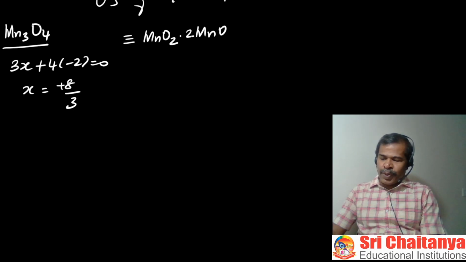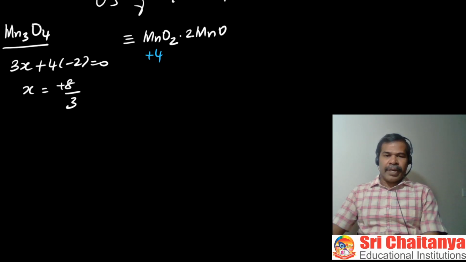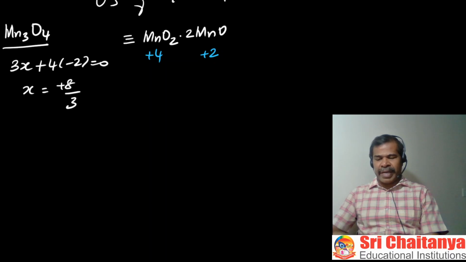So in MnO2, we can calculate the oxidation number: x minus 4 equal to 0, so manganese is in +4 oxidation state, and in MnO, manganese is in +2 oxidation state. So the individual oxidation states of manganese atoms in this particular compound Mn3O4 are, 2 of them are in +2 oxidation state and 1 is in +4 oxidation state.